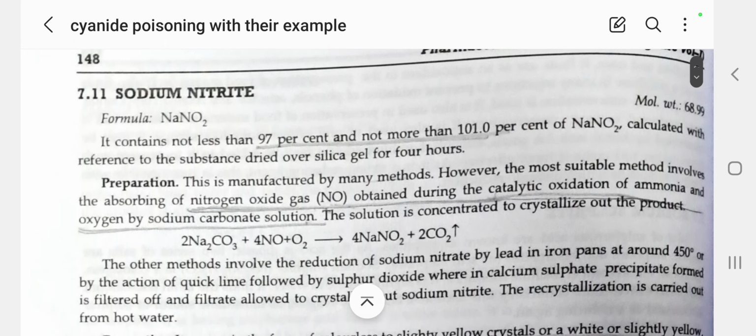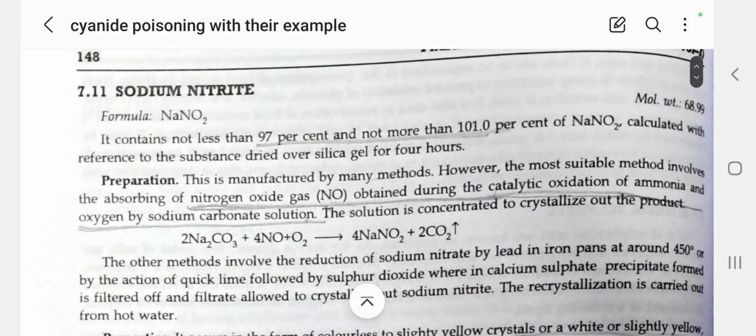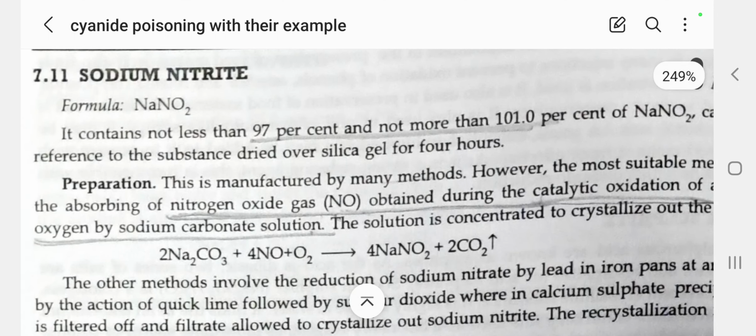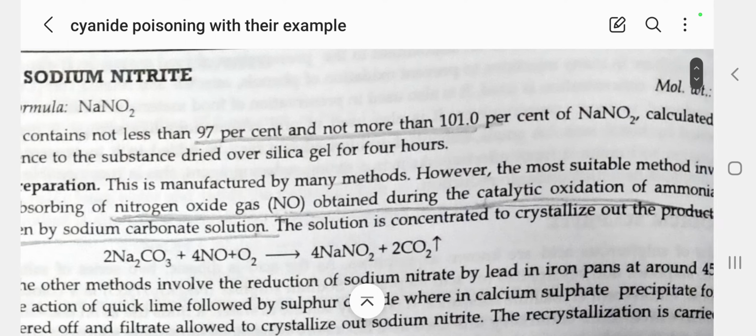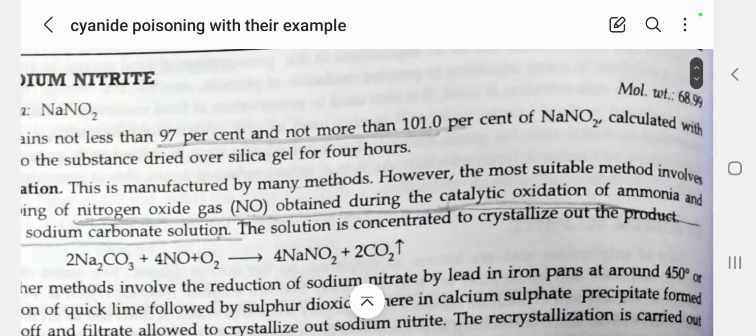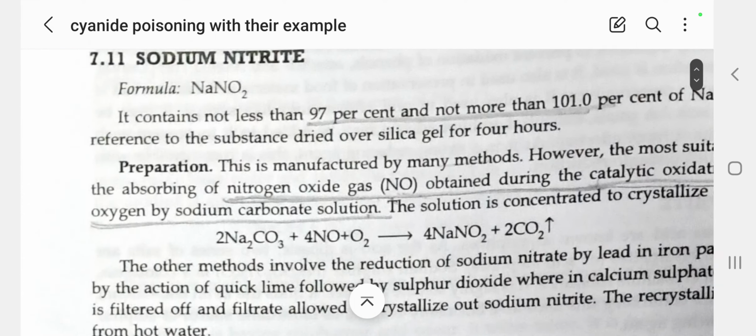Here is sodium nitrite, formula NaNO2. It contains not less than 97% and not more than 101.0% of sodium nitrite, calculated with reference to the substance dried over silica gel for 4 hours.